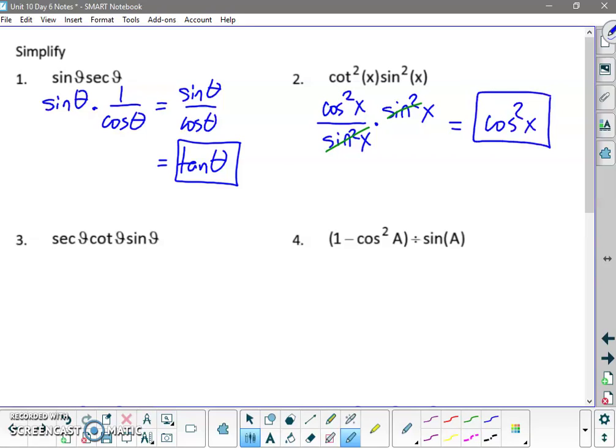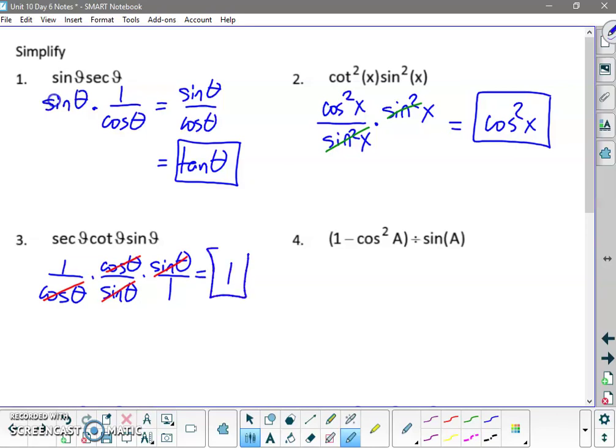Moving on to number 3. Secant theta, let's replace that with 1 over cosine. Cotangent theta is cosine over sine. And sine theta just stays. Now, again, pretty nice. If you notice here, we're going to multiply across, but guess what? Cosines cancel, sines cancel, everything cancels, and we are just left with a 1. It's kind of nice when that works out.